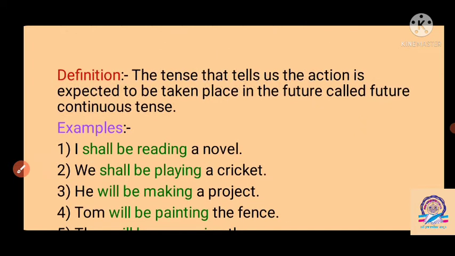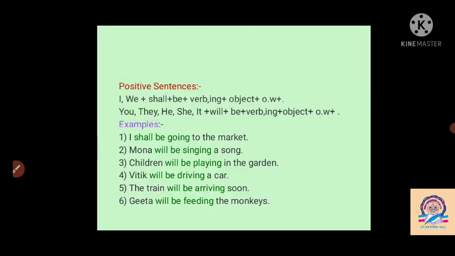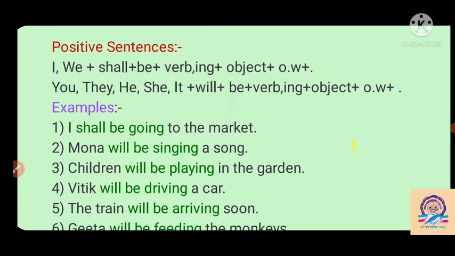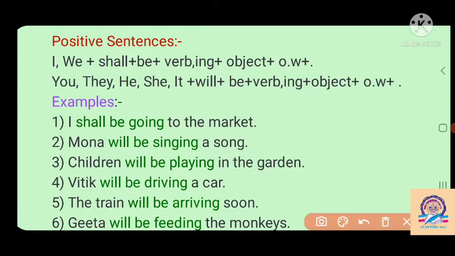So we can say that the tense that shows the work will be going on in the future, for that we are using the future continuous tense. Let me see here the positive sentence with the formula. For the positive sentence, by seeing the subject we have to choose the helping verb. If the subject is I or we, then we have to use shall as a helping verb, then be for showing the future continuous tense, then verb ing.